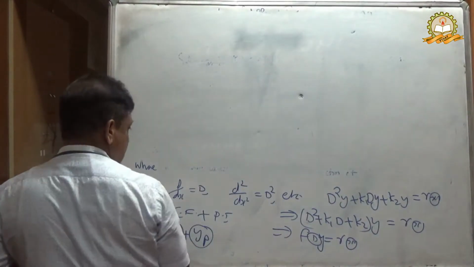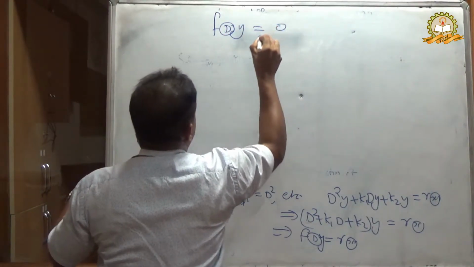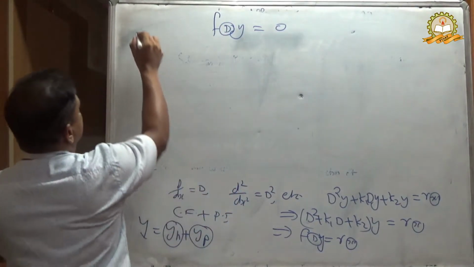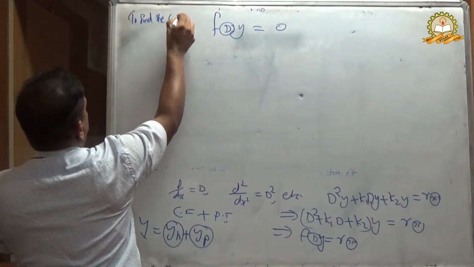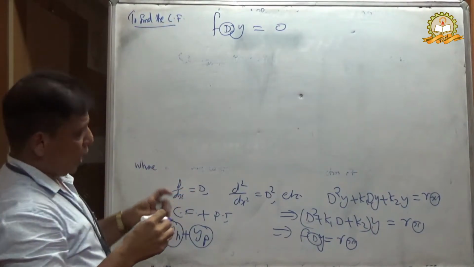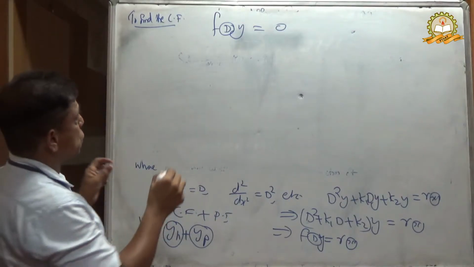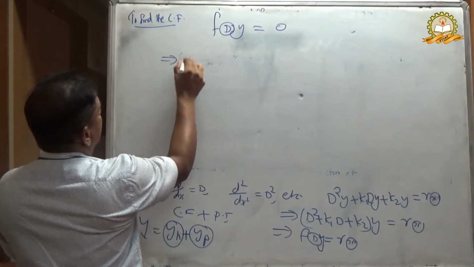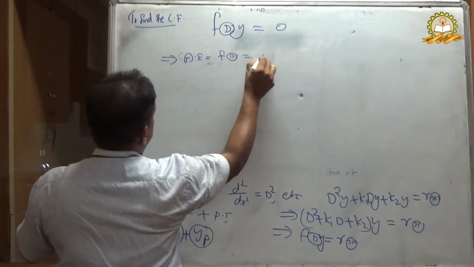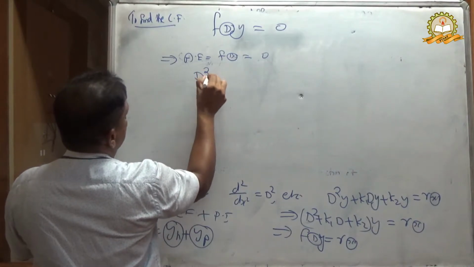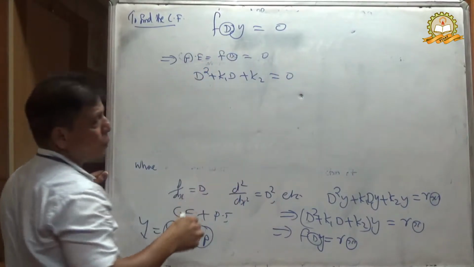Here, to find the complementary function, f(D) y = 0, with the right-hand side assumed as 0. Then the auxiliary equation (AE) is f(D) = 0. That is, D² + k1 D + k2 = 0.